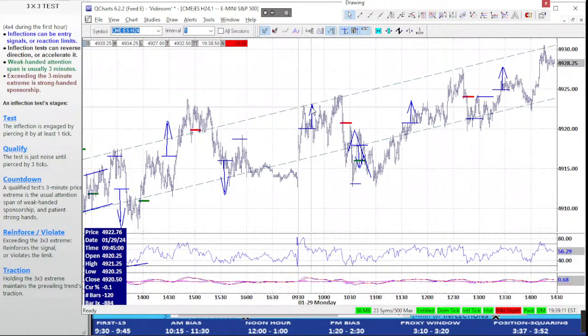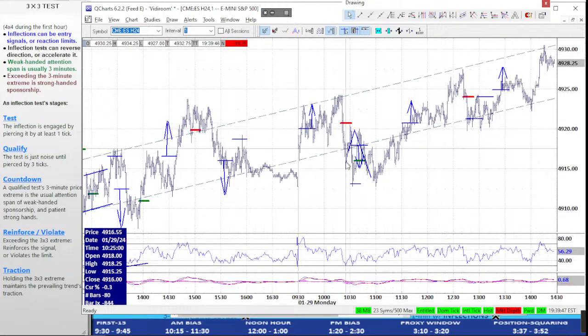buyers were. Where that weak-handed counter trend sponsorship was done, or the strong-handed patients sitting back and letting them, as they say, have the rope to hang themselves. So once it qualifies with the minimum 3 or 4 ticks, we start the countdown, 3 or 4 minutes, 3 minutes, except for the first hour, 4 minutes. And exceeding that 3x3 extreme, that's reinforcements. Or in the opposite direction of the trend, that's the violation, that's violating.